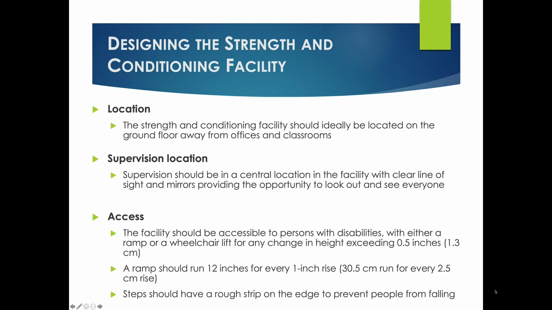And the ramp run should be 12 inches for every 1 inch rise. That means every 12-inch span, it should only rise 1 inch. So you have a slow, not a very steep ramp going up. It needs to be something where somebody could actually, with a wheelchair, if they're by themselves, and it's a manual wheelchair, they're able to get themselves into the facility without having to be pushed up the ramp. Make sure they have some kind of rough strip so they prevent people from falling.